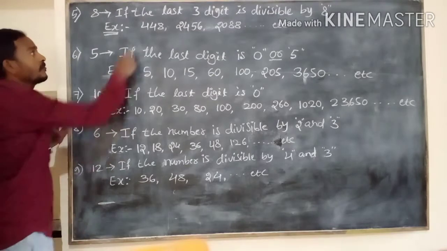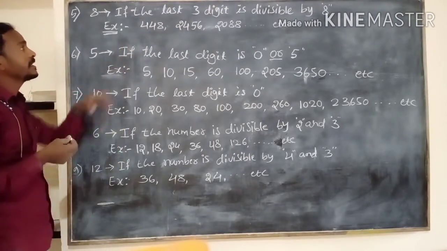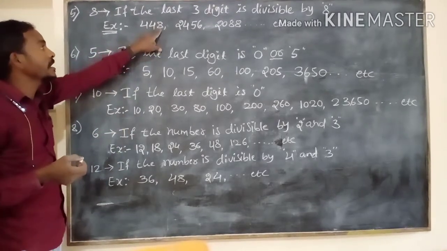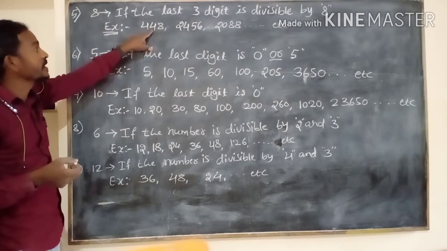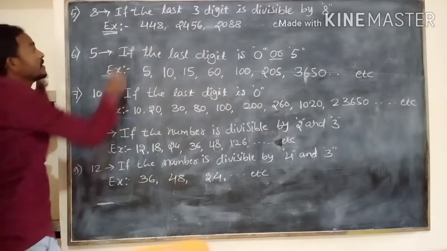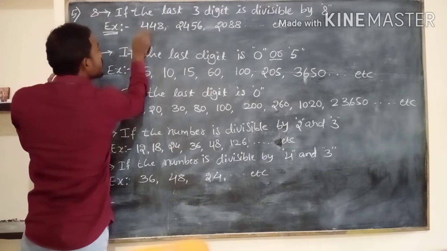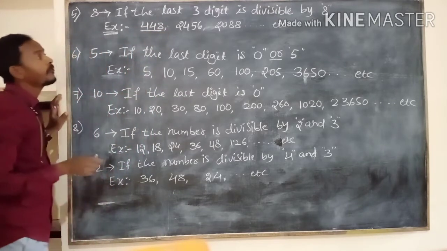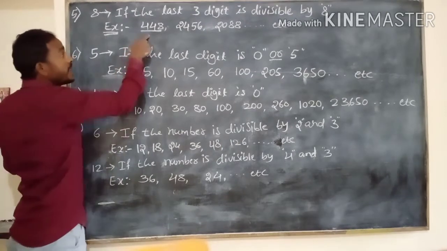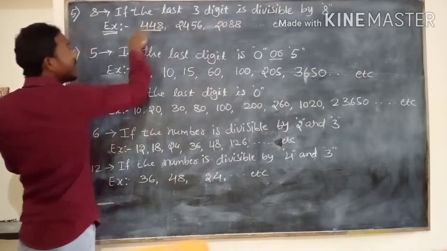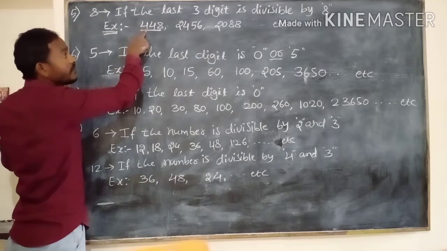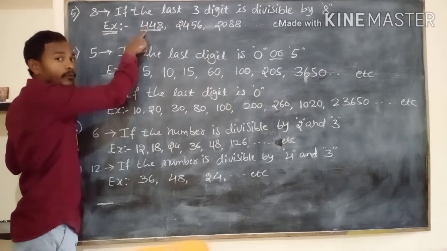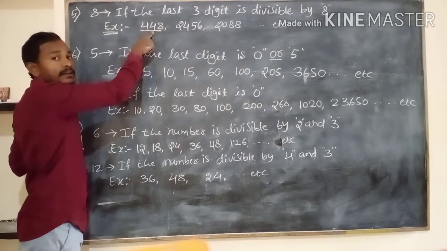For example, 448. Here the 3 digits are the unit, 10, and 100 places, and the 3 digits form one number, 448. 448 is completely divisible by 8. See, 8 fives are 40, remaining 8, 48, then 8 sixes are 48.